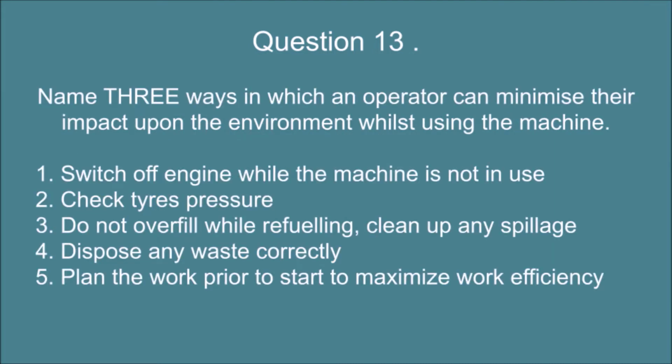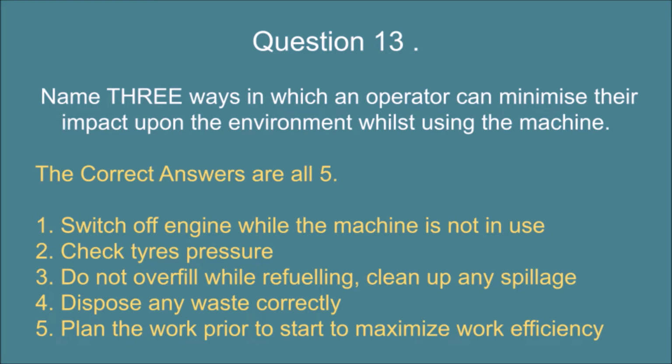Question 13. Name 3 ways in which an operator can minimize their impact upon the environment whilst using the machine. 1. Switch off engine while the machine is not in use. 2. Check tire pressure. 3. Do not overfill while refueling, clean up any spillage. 4. Dispose of any waste correctly. 5. Plan the work prior to start to maximize work efficiency. The correct answers are all 5.